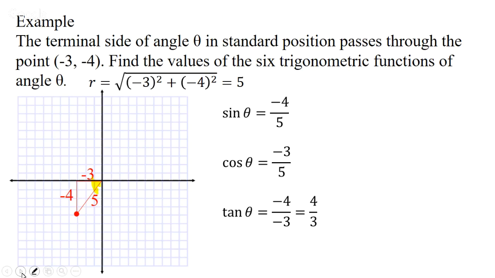Now, the reciprocal for sine is cosecant. So what I'm going to do is just take the fraction and flip it upside down. So cosecant is the reciprocal of sine. The reciprocal of cosine is secant, so I take that fraction and I just flip it upside down. And the reciprocal of tangent is cotangent, so I just take that fraction and I flip it upside down.